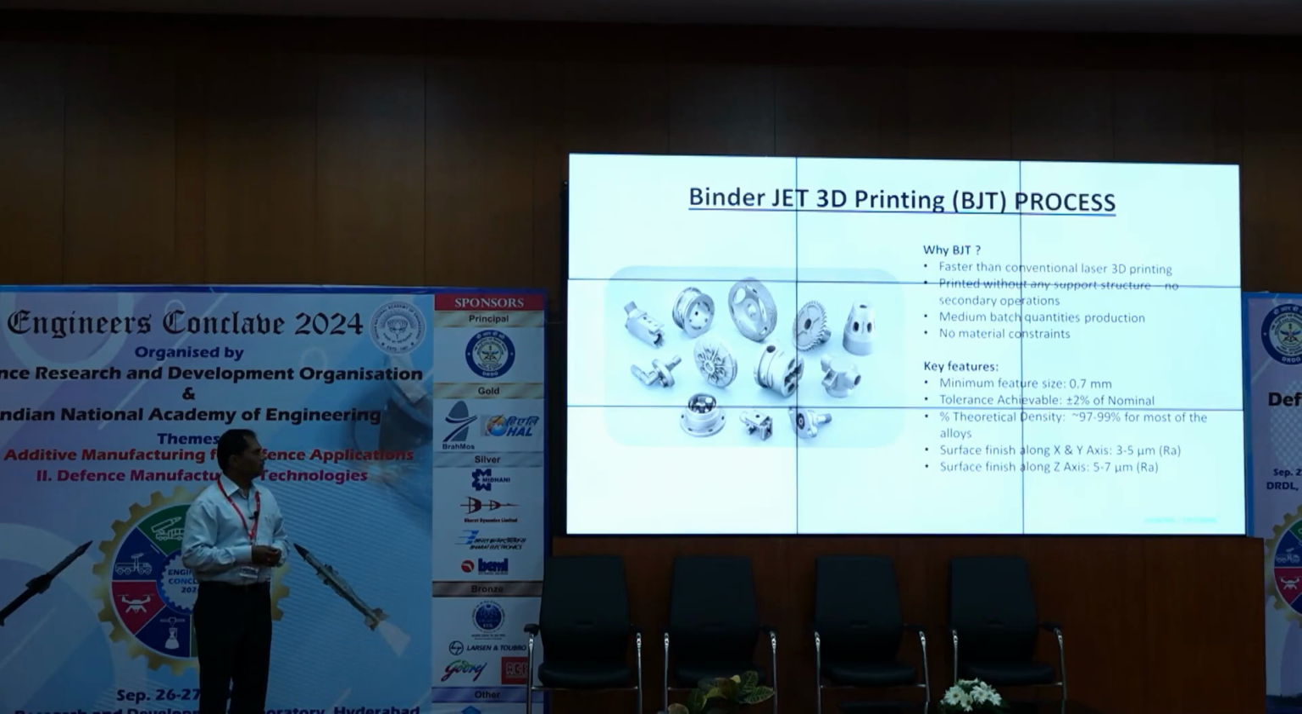And also the major advantage we get here is good tolerance. The tolerance typically we can get is 1 to 2% of the nominal dimension. Sometimes in best practices we can get as close as plus or minus 1%. So we get almost near net shape components and good surface finish. You can get almost 3 to 5 micron Ra surface finish, against the much rougher surface you typically get with powder bed fusion technologies. Also the minimum features, we can make very intricate features as small as 0.7 millimeter with this technology.